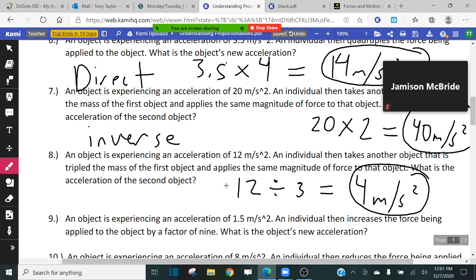Now guys, you have to write out, is the relationship an inverse proportionality or direct proportionality? We're dealing with mass and acceleration here, so that's an inverse proportionality.